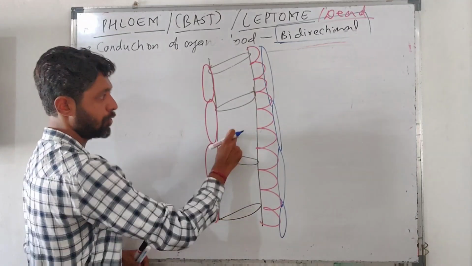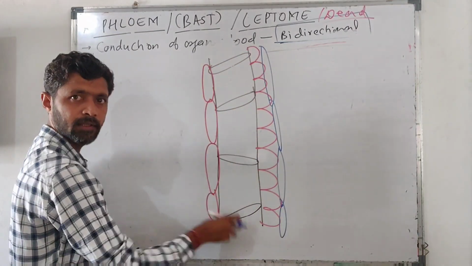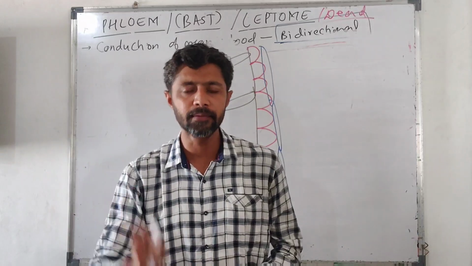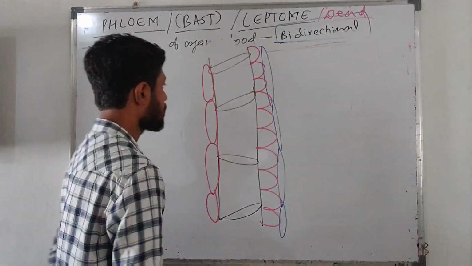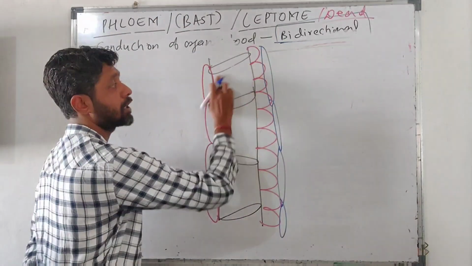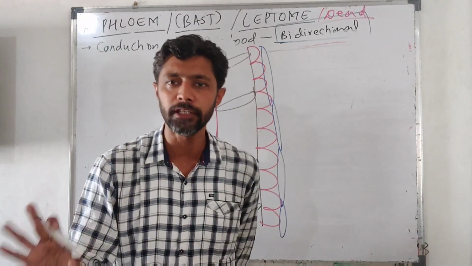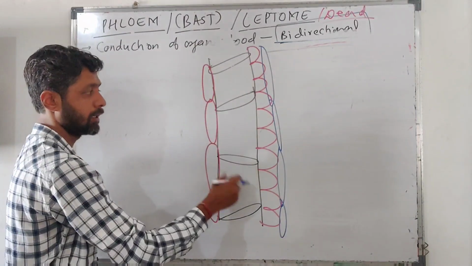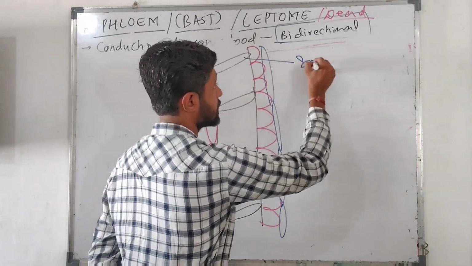See, sieve tubes are placed one above the other. It means that, similar to xylem, they are going to form a continuous column. Here these sieve tubes are completely hollow. There is no inner wall thickening, and this is considered the sieve plate.